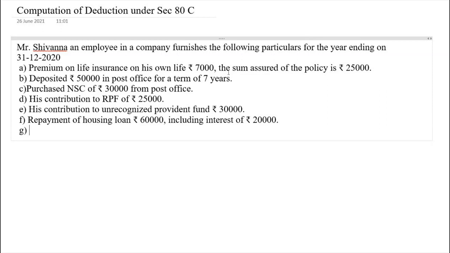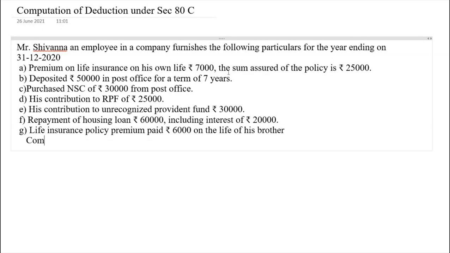Next, G, life insurance policy premium paid rupees 6,000 on the life of his brother. Compute the amount of deduction under section 80C.